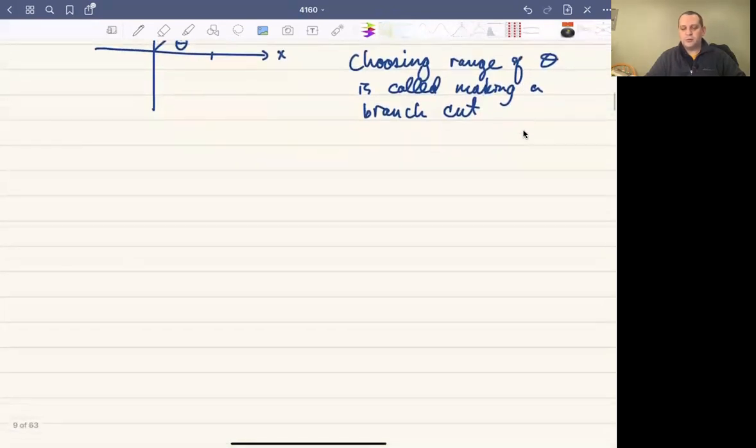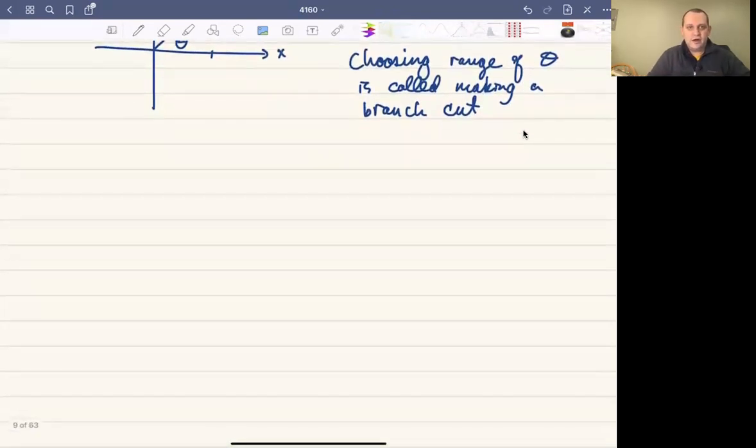We'll talk a little bit more about that when we talk about functions, analytic functions and continuous functions. But that's called making a branch cut. All right. Again, we talked about how the geometry works. Let's talk about an example here.